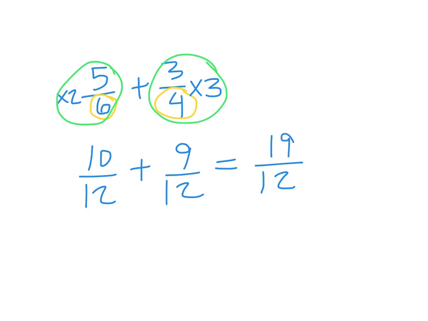Okay, now this is improper, so let's make it into a mixed number. How many times can 12 go into 19? One time. So then I subtract 12 from the 19. What's my remainder? 7.